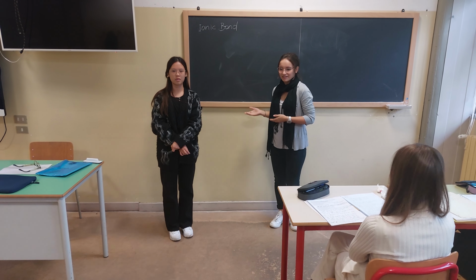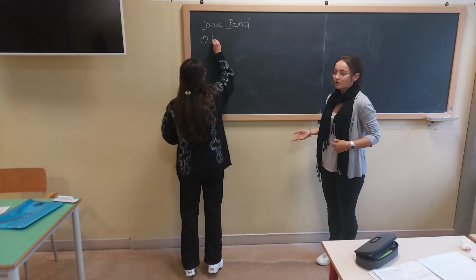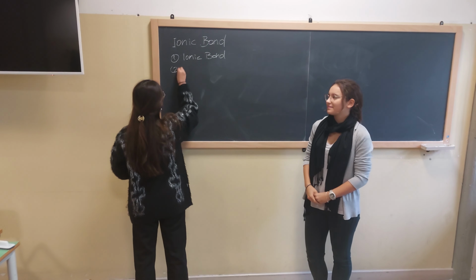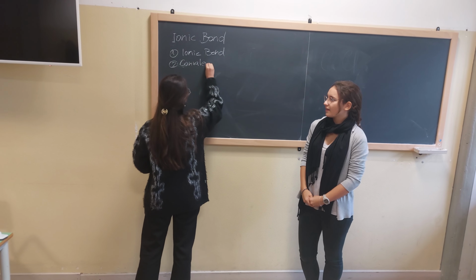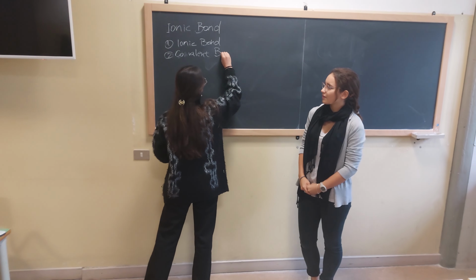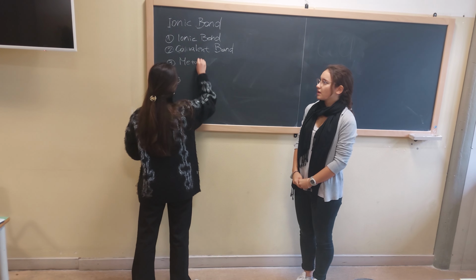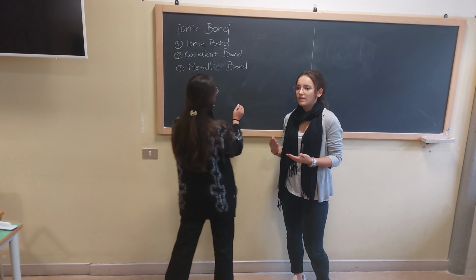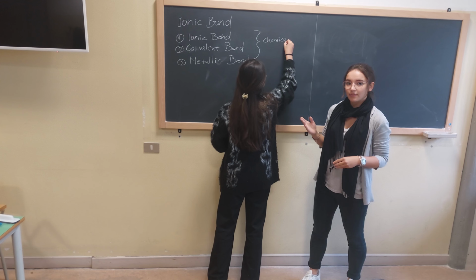Today we're going to talk about this. There are three types of chemical bonds. We have ionic bond, of course, covalent bond, covalent, and metallic bond. So, ionic bond is one of these three. But what are the differences between ionic bond and the other two?